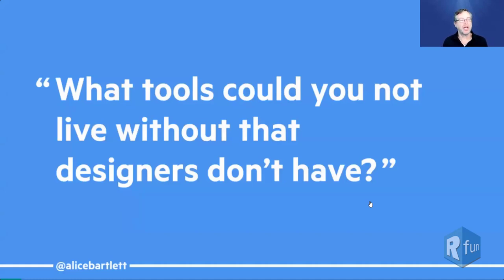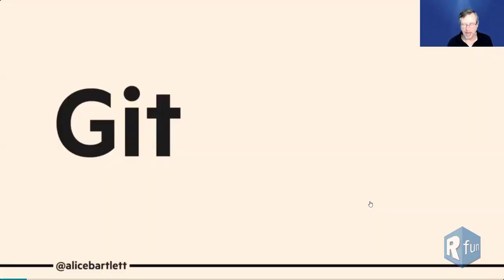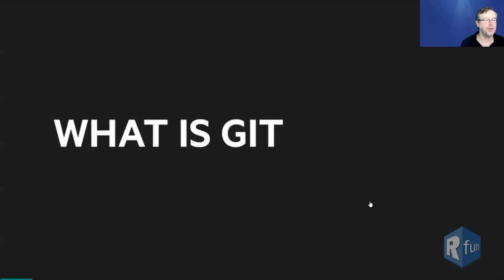But then the setup for this whole slide deck is, what tools could you not live without that designers don't have? And you can substitute the word designer for data analyst or whatever. She's making the point that within your specific subject domain, you have a suite of tools that are unique to your discipline. And then there are other tools that augment your work and make your work more possible. That's her question, and her answer is Git, right? Git is for version control. As you'll hear me say, Git and GitHub are different things, but they work symbiotically together. As we work through this slide deck, I hope to define both for you.